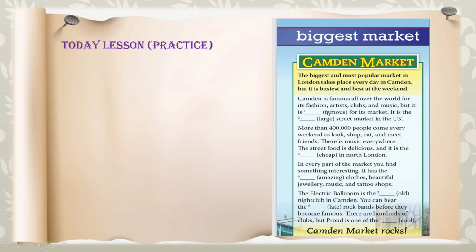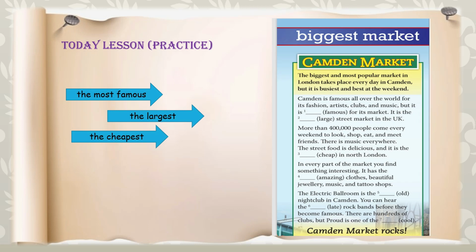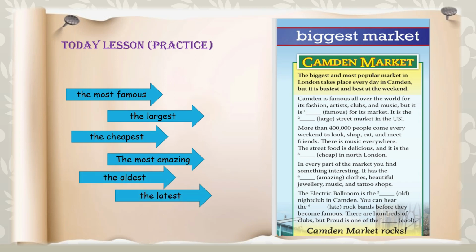now let's spend time to complete the sentences with the words in the brackets. So we have the words famous, large, cheap, amazing, old, late, and cool. The word famous, when we change it to superlative, becomes "the most famous." Okay, large becomes "the largest." Okay, and next, "the cheapest." Amazing becomes just "the most amazing." The word old becomes "the oldest," the word late becomes "the latest," and the last word, cool, becomes just "the coolest." Okay.